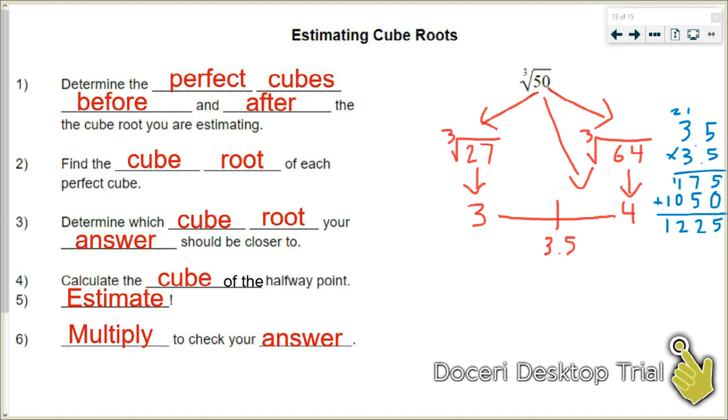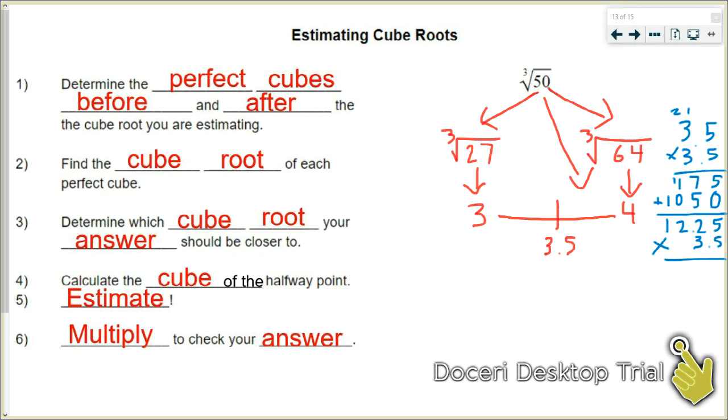So then I have 1,225, but we know if we have 2 decimals in the numbers that we're multiplying, then we need to move 2 places in our answer, so it's really 12 and 25 hundredths, and then I need to take that times 3 and 5 tenths again.